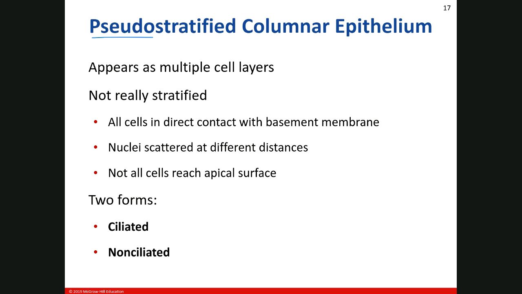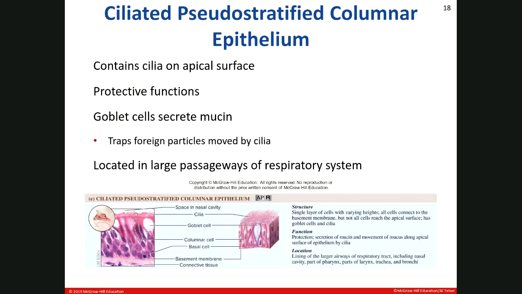Because if we go to this one, well, we'll get there. There are two types, ciliated and non-ciliated. So let's start with the ciliated. Obviously it's called ciliated because it has cilia on top. And again, the cilia need to move mucus. So we'll see goblet cells there.